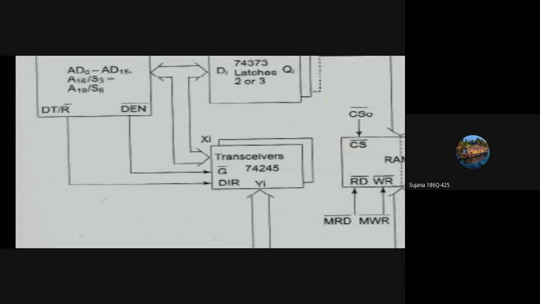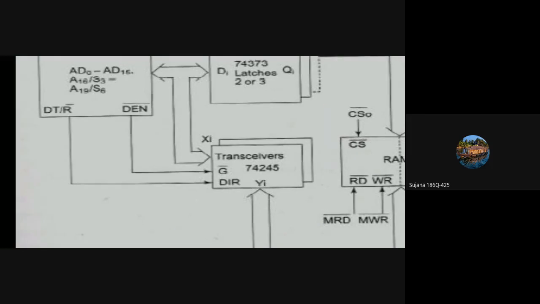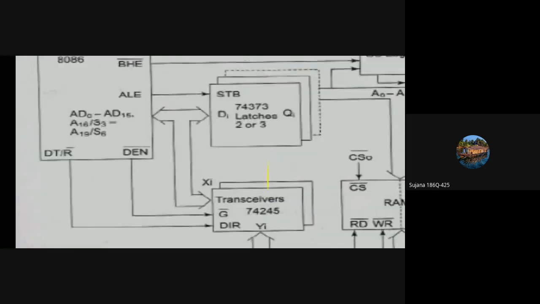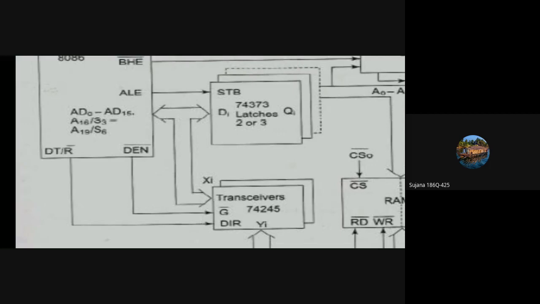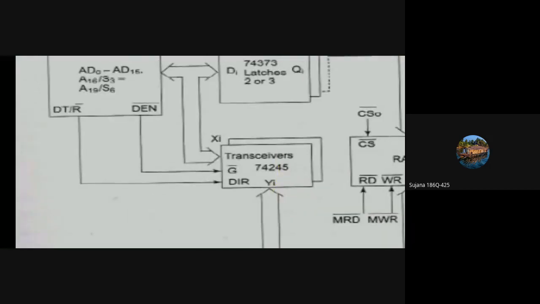Latches will separate the address from the address data lines, and transceivers will separate the data from the address data lines. So latches or transceivers are used to separate address and data that is present in these multiplexed address data lines. What is the purpose of a latch? It will separate the address from the address data lines. However, a transceiver is used to separate the data from the address data lines. That is the main purpose of these latches and transceivers.